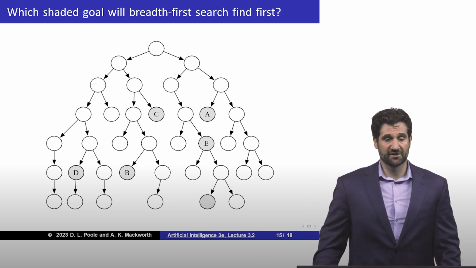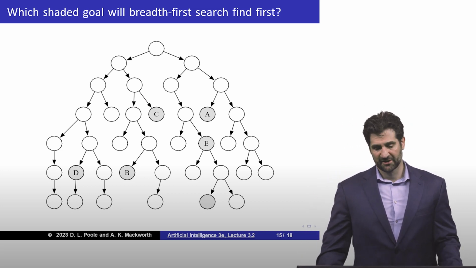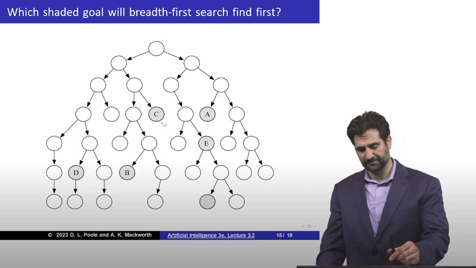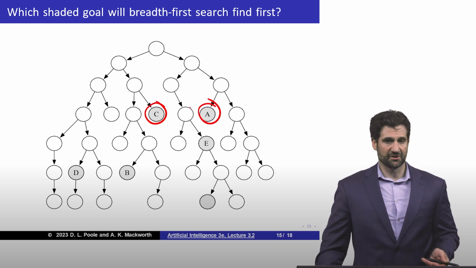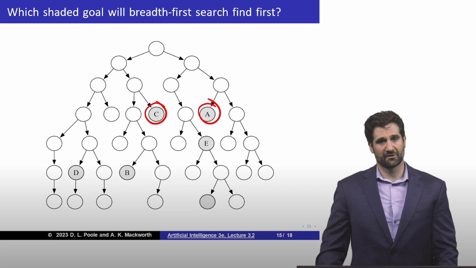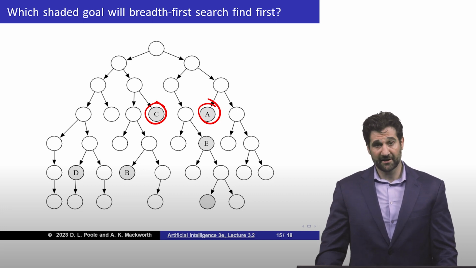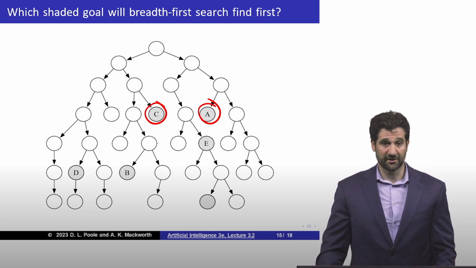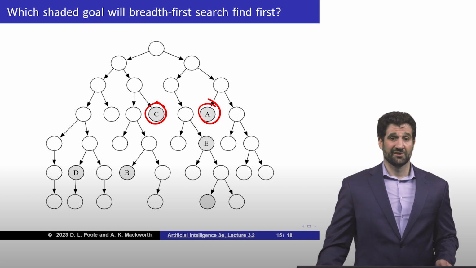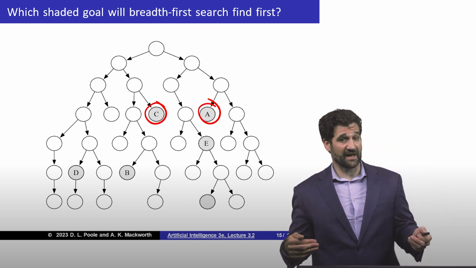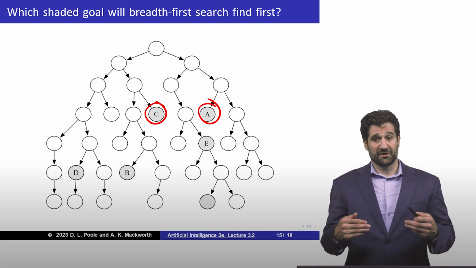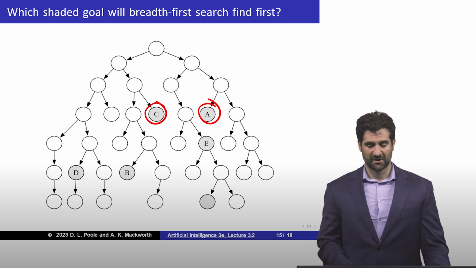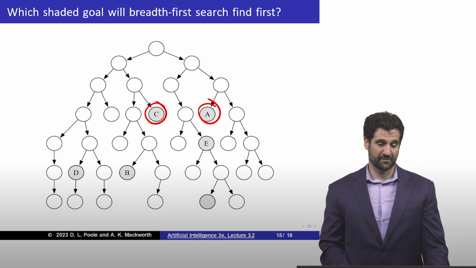So a quick exercise. Which of the shaded gold nodes would it reach first? Depending on if you're going left to right or right to left, you're going to reach either C or A. So notice you get these at a much shallower depth as opposed to depth-first search, which would end up giving you something like node D down there. But you don't know how soon you're going to reach that, and again, the cost of maintaining all those old nodes increases the more you peruse that search space.